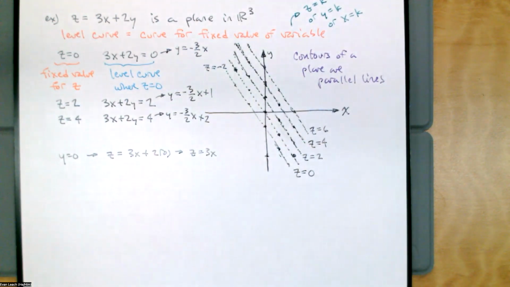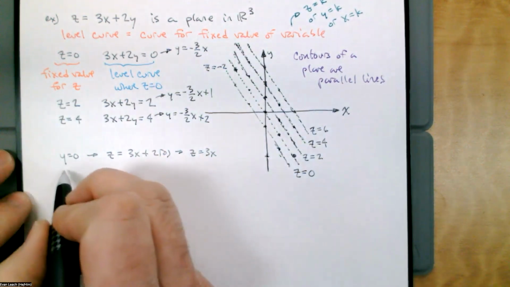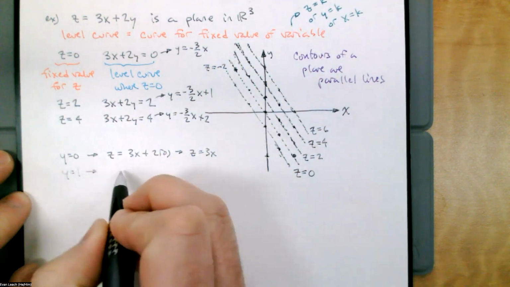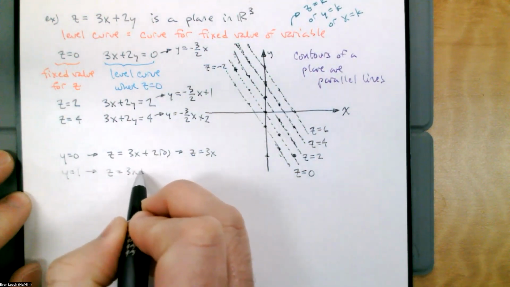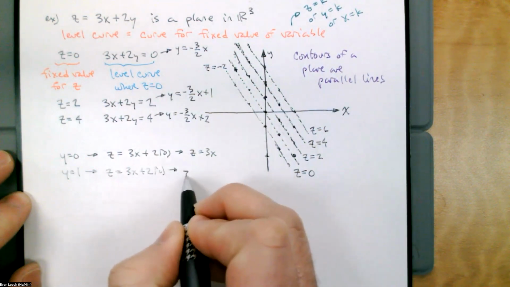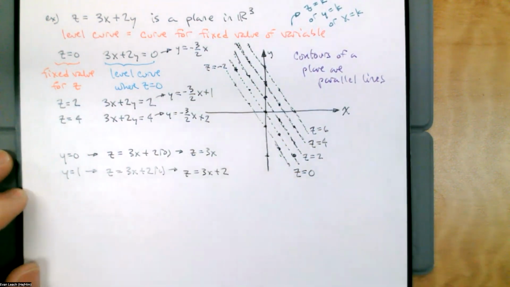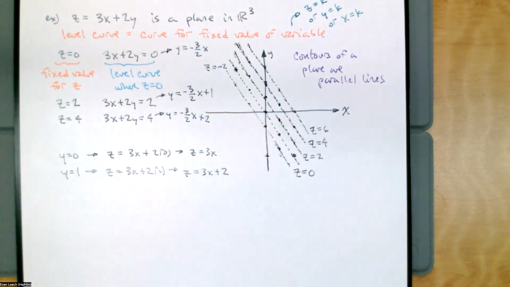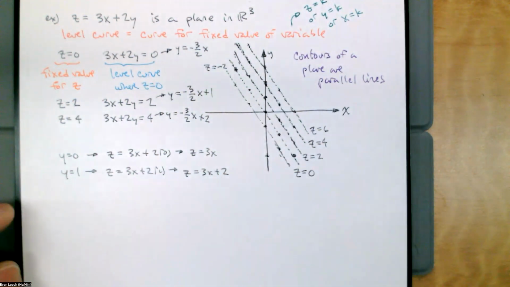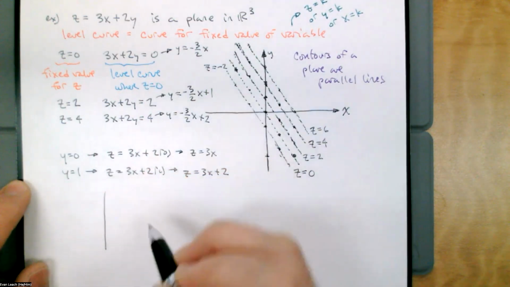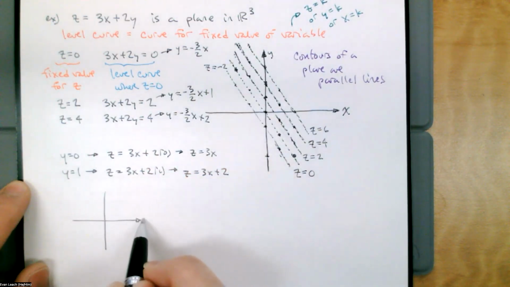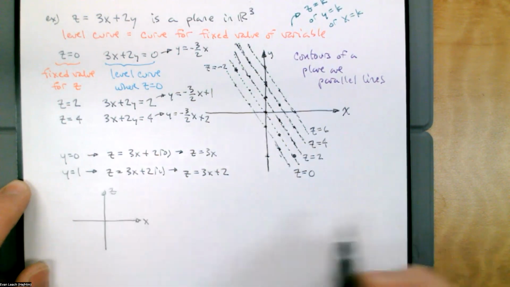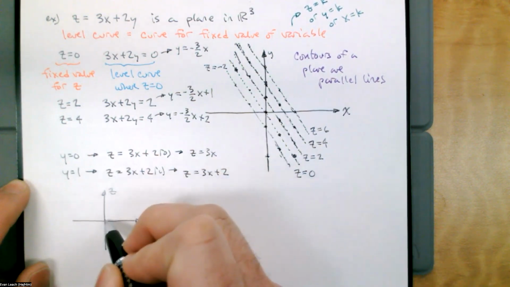But the same thing is going to happen. When I look at different values of y, I'm going to get a bunch of parallel lines. If y is equal to 1, then I'm going to get z is equal to 3x plus 2 times 1. Z is equal to 3x plus 2. I'm just going to be getting parallel lines because I'm replacing the y term with some constant. I'm left with an equation involving only x and z, and I can draw a picture on the xz plane. So I got a bunch of lines with a slope of 3.